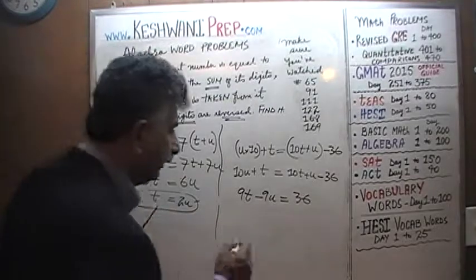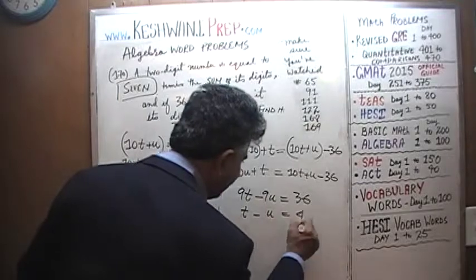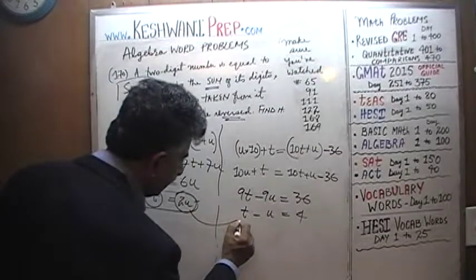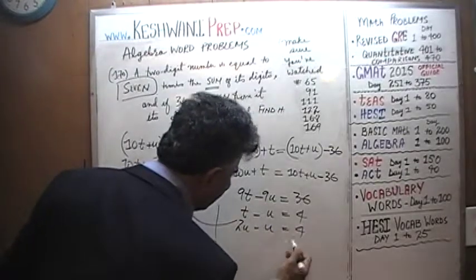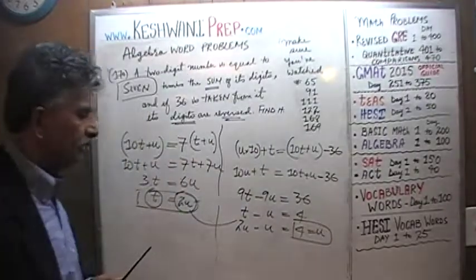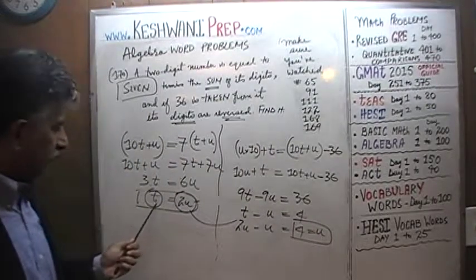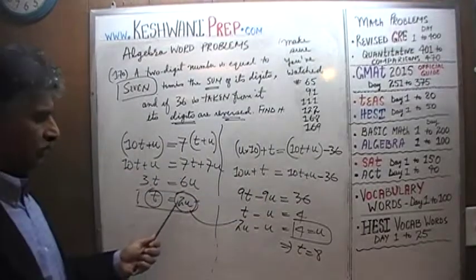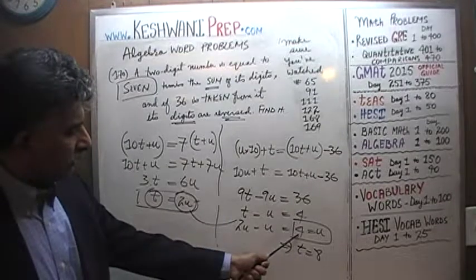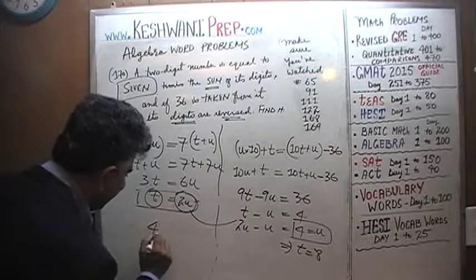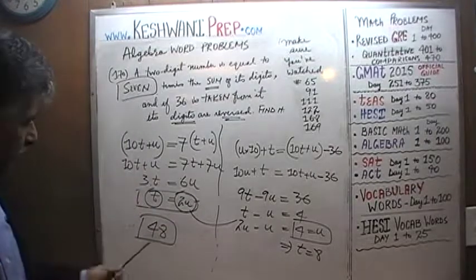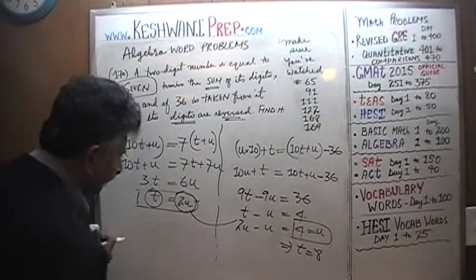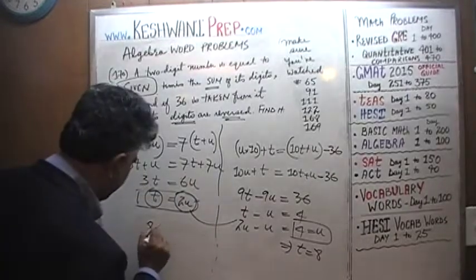Let's divide the entire equation by 9, and it becomes t minus u equals 4. But we know what t is equal to. t is equal to 2u. So put it in here, 2u minus u equals 4, which means u equals 4. The unit digit is 4. So the tens digit must be 8, because the tens digit is 2 times the unit digit. There you go, tens digit is 8, unit digit is 4, which means our number that we're claiming is 48. Our number, the tens digit is 8, not 48, but rather 84. Tens digit is 8, so it's 8 and 4.